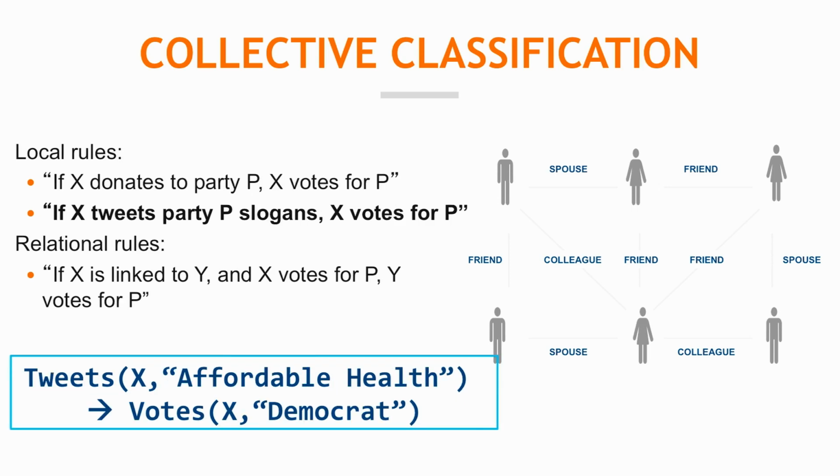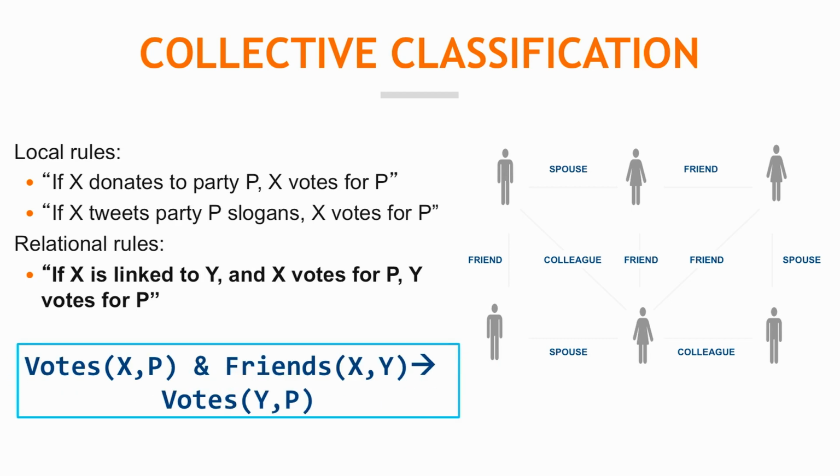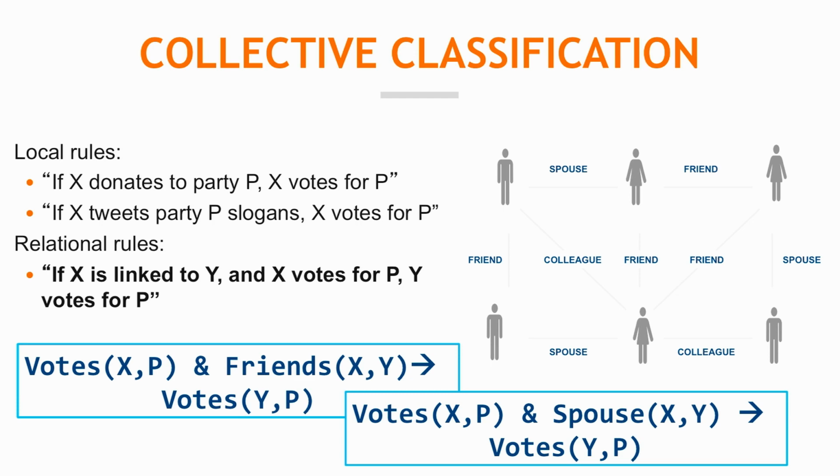I can say that if their social media uses keywords that are connected to a particular party, I can infer something about the label. But more interestingly, the structured part of it is that I say something like, if they vote for a party and they have a friend, then their friend is more likely to vote for that party. Likewise, I can use other relationships, so spouse and so on. So this shows an example of an incredibly simple structured dependency.